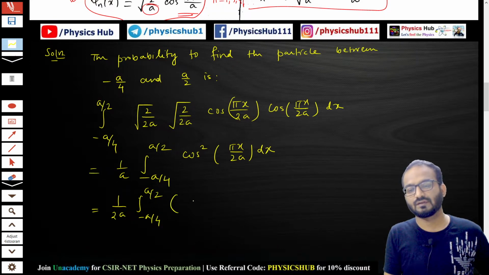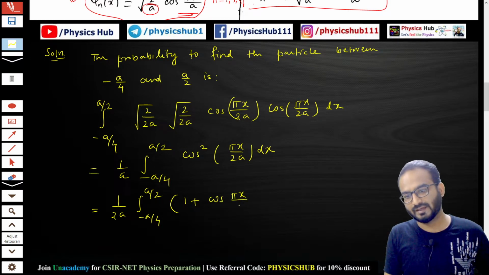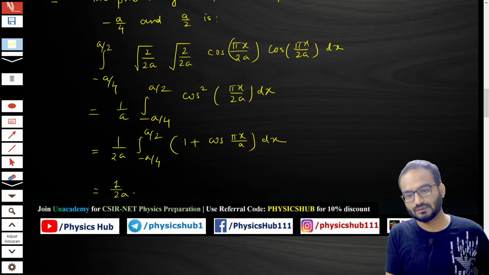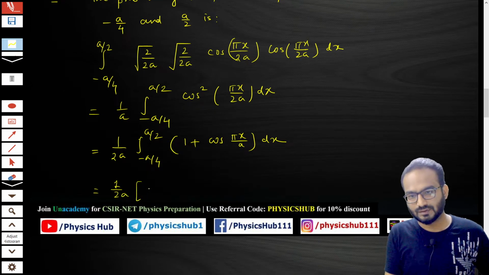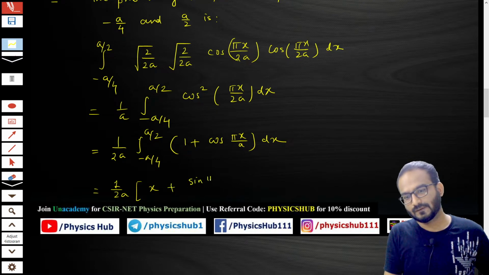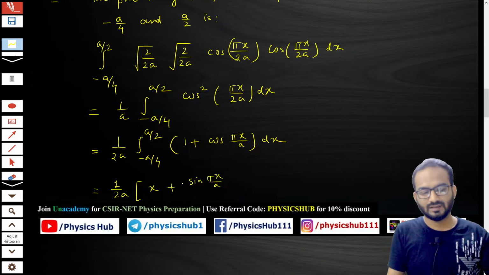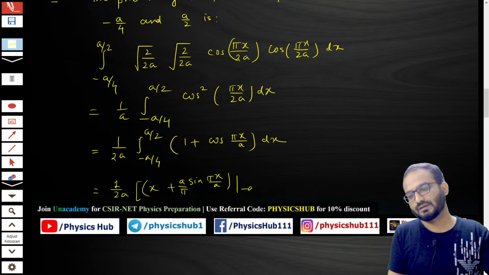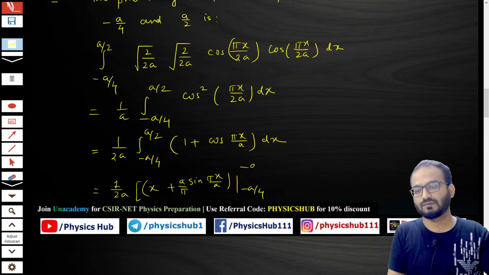2 cos square x is equals to 1 plus cos 2x. So cos 2 pi x by 2a, so cos pi x by a. So this will be the integration now. So this is equals to 1 upon 2a into dx, integration x, and for cos it is sine pi x by a divided by pi by a, so that becomes a by pi. Okay, and the limit needs to be put between minus a by 4 to plus a by 2.